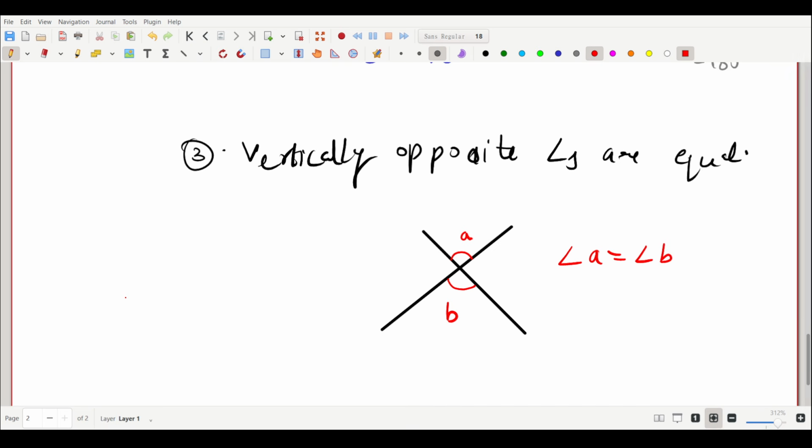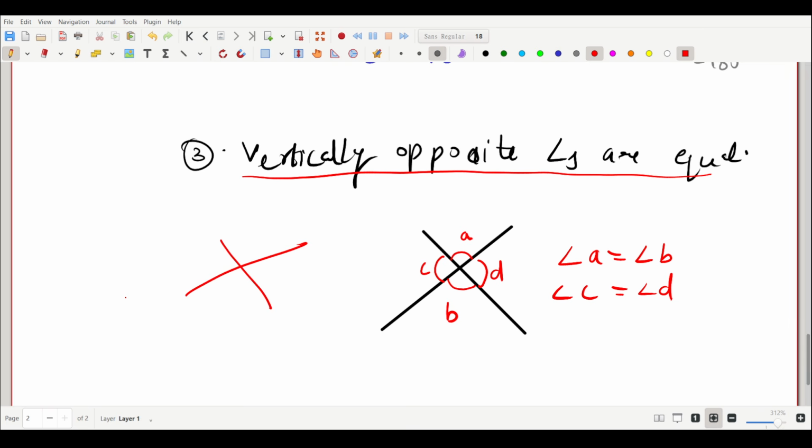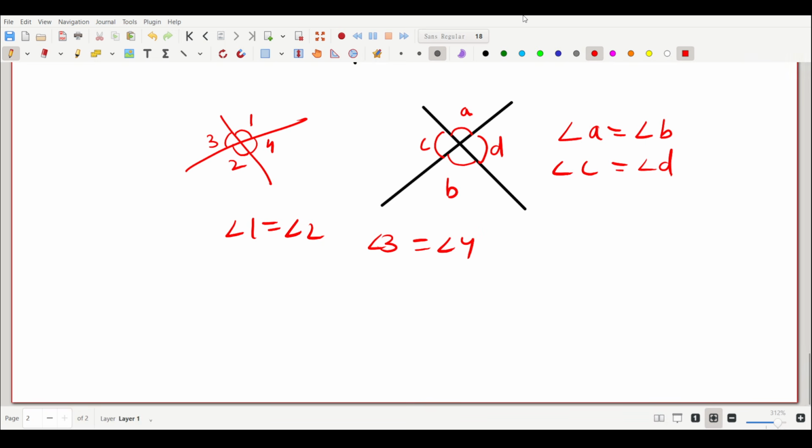If you ever see a figure, if you ever see two lines making an X, two lines cutting each other, then the angles on the opposite sides will always be equal, and hence angle C will also be equal to angle D. That's a property. The property is known as vertically opposite angles are equal. So angle 1 equals angle 2 and angle 3 equals angle 4. Okay. Vertically opposite angles are equal.